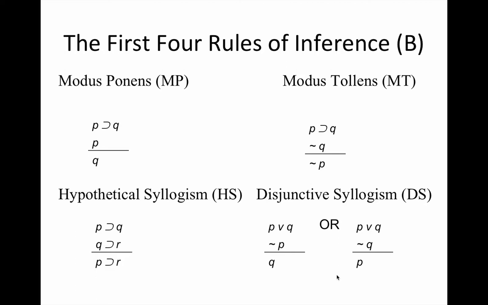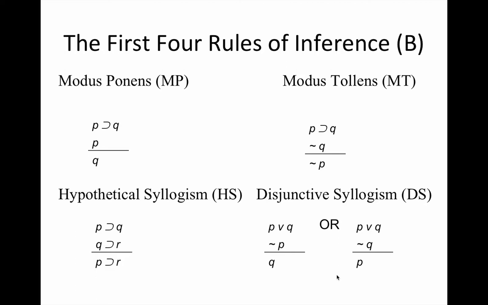So first we have the mode of affirmation or modus ponens. That rule says that when you have 2 premises, one of which is a conditional and the other of which affirms the antecedent, that is, it affirms the left side of the conditional, the consequent follows, the consequent being the right side of the conditional.